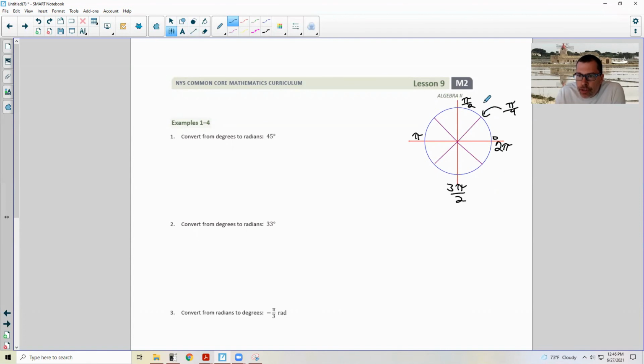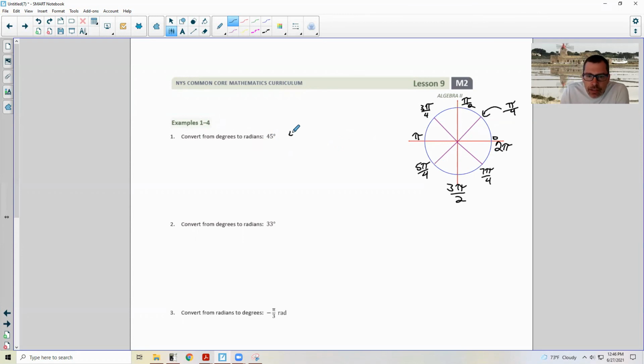So pi over 4, pi over 2, or 2 pi over 4, which reduces. This would be 3 pi over 4. 4 pi over 4 is 1 pi. This is 5 pi over 4. 6 pi over 4 reduces to 3 pi over 2. And this is 7 pi over 4. And this is 8 pi over 4, which reduces to 2 pi. We can keep doing that over and over, but for this purpose, this is where I'm going to stop. So convert from degrees to radians, 45 degrees.